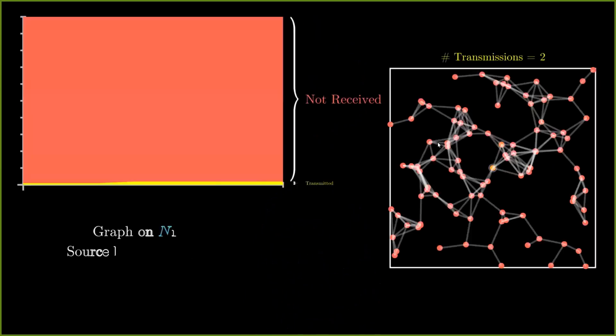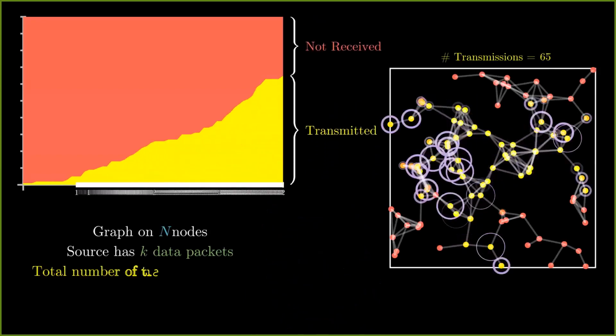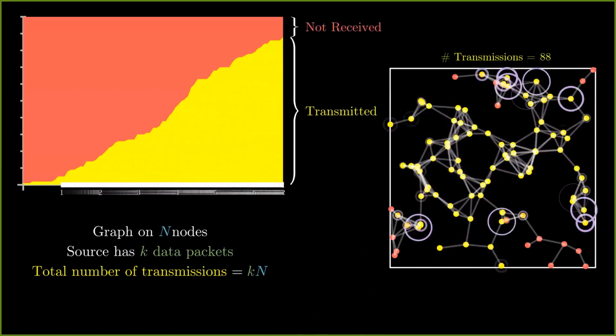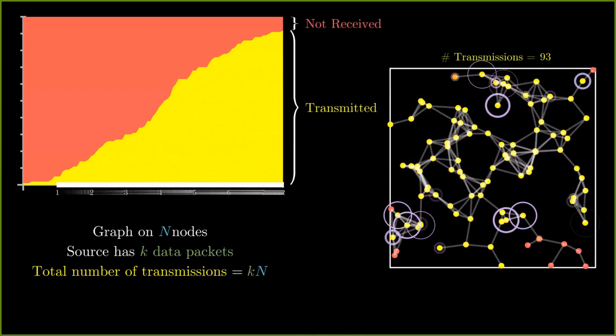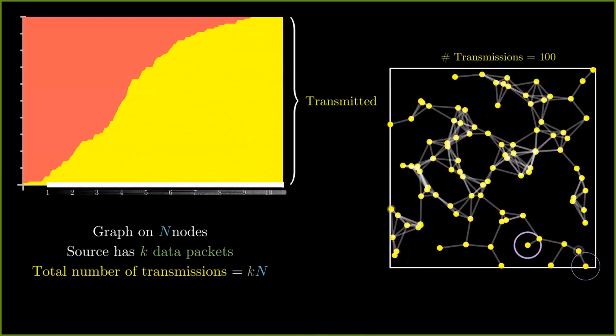More generally, in a large network of n nodes, with the source having k data packets that it wants to broadcast, there are a total of k times n transmissions. However, notice here that a large number of transmissions are redundant since a particular node receives the same packet from multiple neighbors. This is not energy efficient.